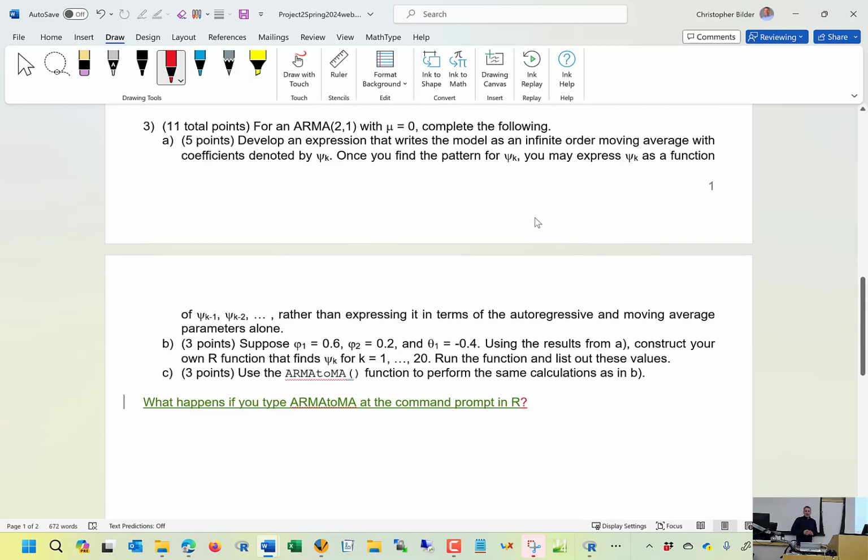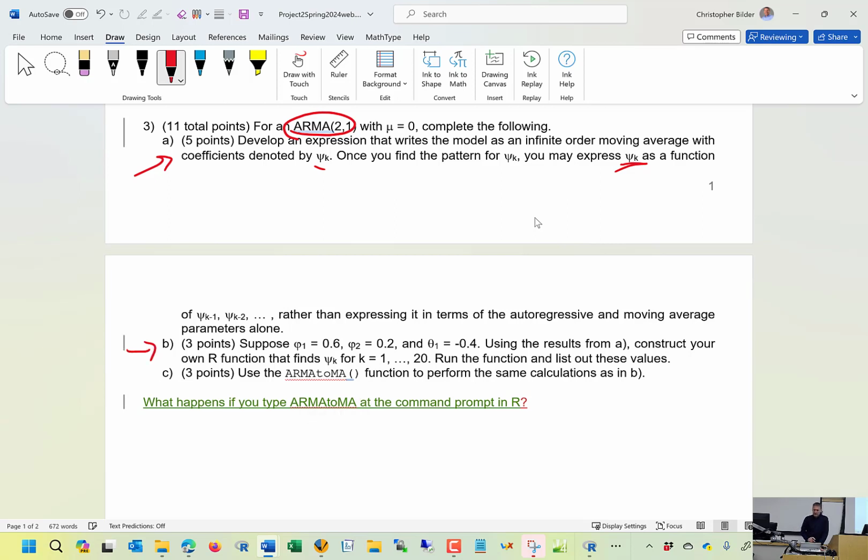Okay. Now problem number 3 here. Suppose you have an ARMA 2-1. I want you to develop an expression that writes out an infinite order moving average with your coefficients denoted by these psi terms. You've seen examples like this in the notes, like with an ARMA 1-1. Now we have an ARMA 2-1. So go through the process to help simplify things. Once you see a particular pattern involving these psi's, just tell me what the pattern is. You can leave it in terms of the psis. You don't have to get everything always in terms of the phis and the thetas. That's completely fine.